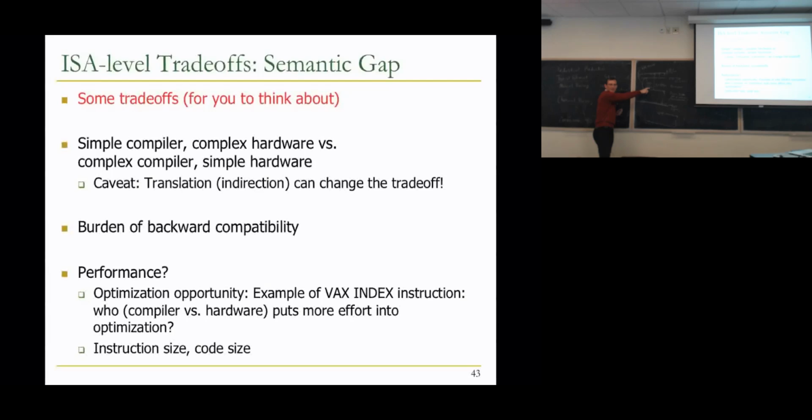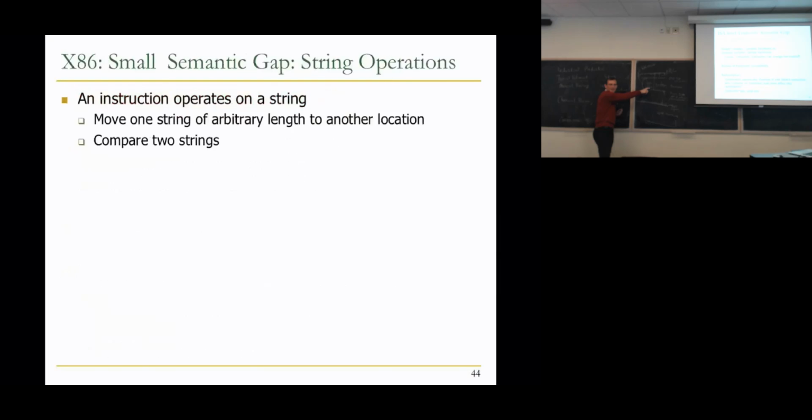So x86 has a small semantic gap. An instruction, for example, operates on a string. You can move one string of arbitrary length to another location. You can compare two strings. Isn't that nice? And this is enabled by the ability to specify repeated execution of an instruction in the ISA, using a prefix called the repeat prefix. For example, you have a repeat moveS instruction.